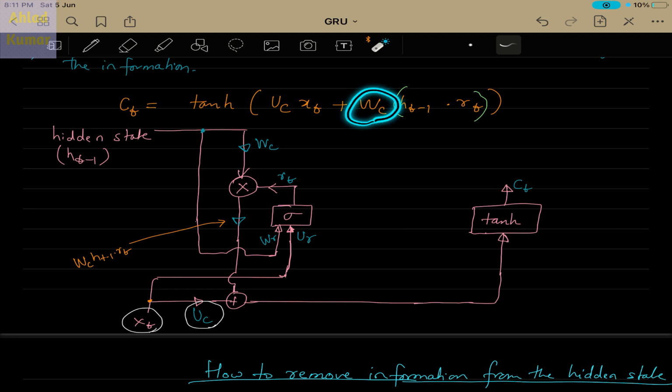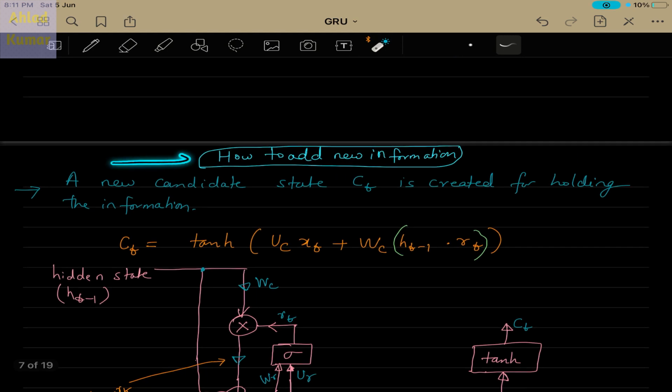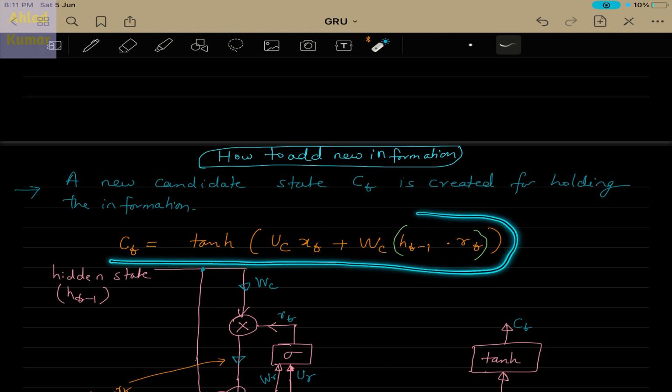whereas Wc is the weights which connect hidden states to the hidden states which are present over here. So this Wc is the interconnection of the weights between the two hidden states, and in ht-1 rt, rt is controlling the amount of information that you have to pass from the previous information which is encoded in the hidden state ht-1. So in this way you can add information through the candidate state given by this equation.